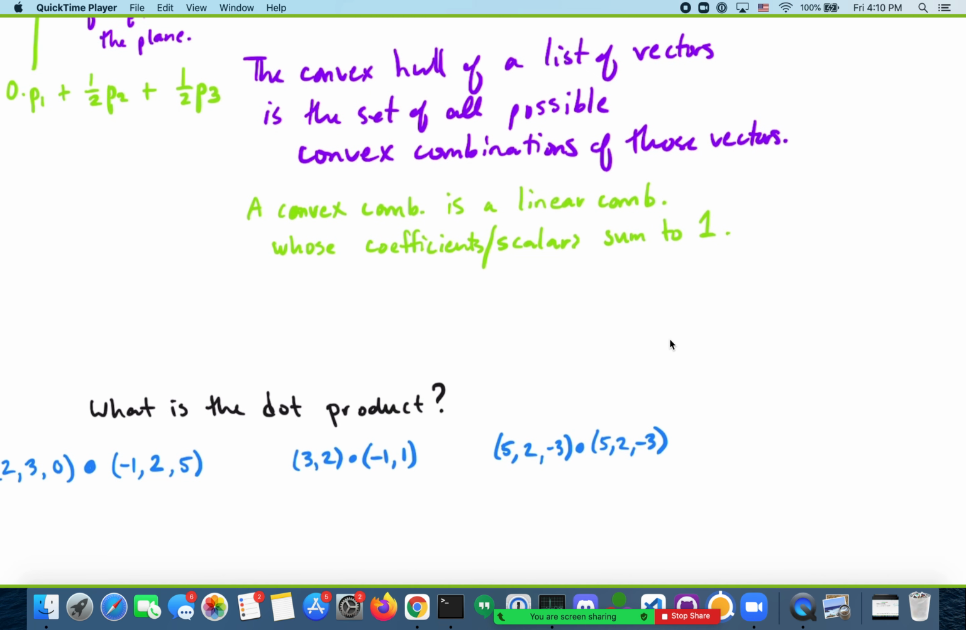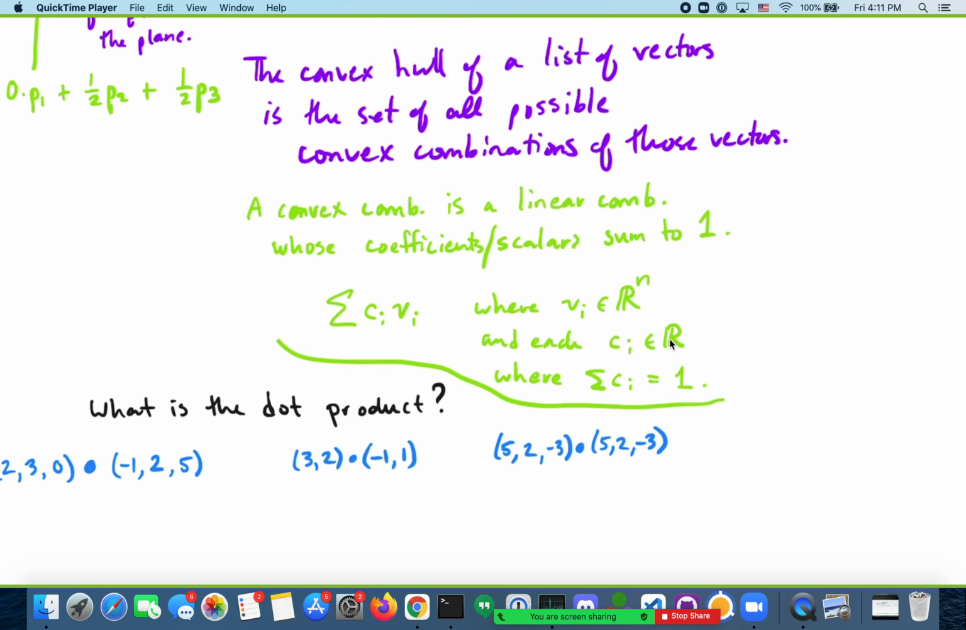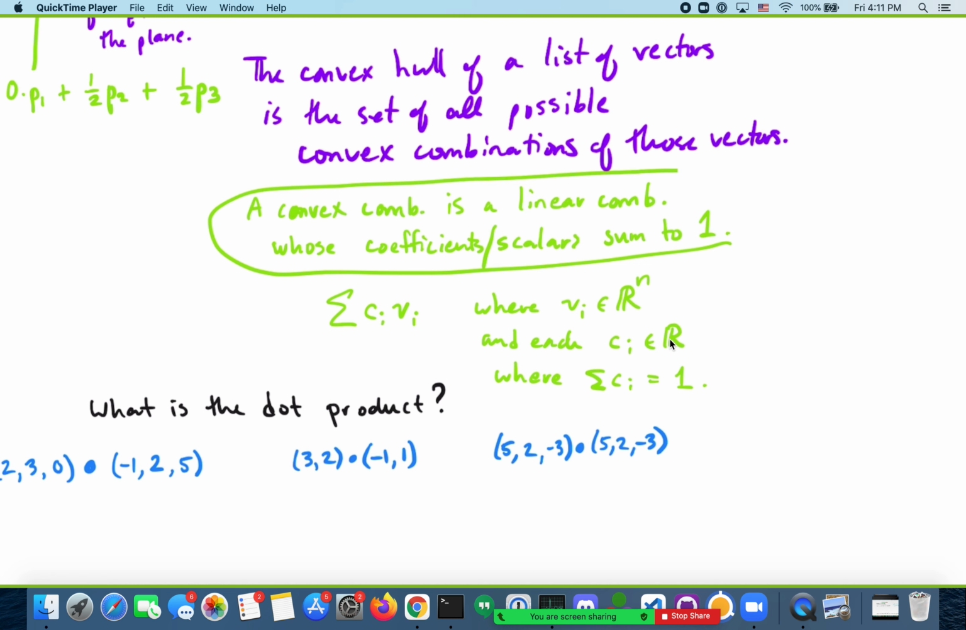Maybe one more thing, what I could say is that I have CIs times VIs, where each VI is a vector, let's say in R3 or just any, it can be in R2 or R1, and each CI is a real number, where the sum of the CIs is 1. So this is sort of symbols and words for the idea expressed up here that a convex combination is a special linear combination. It's a linear combination where the coefficient numbers add up to 1.